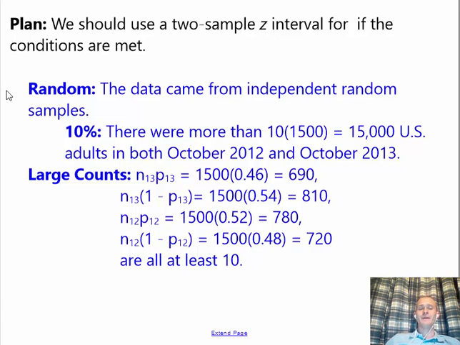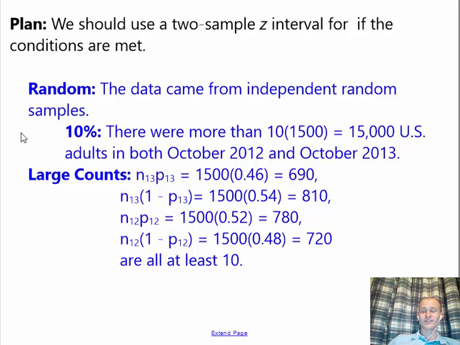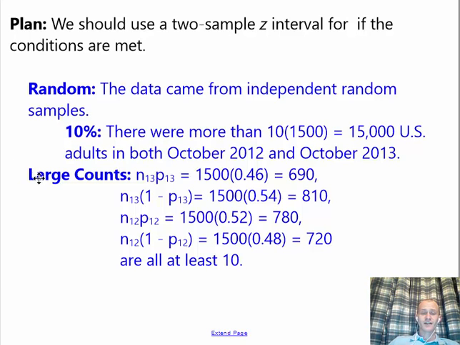The data came from independent random samples. So both samples were stated as being random. The 10% conditions are met because more than 1,500 times 10 gives us 15,000 adults in both October 2012 and 2013. And lastly, our large counts condition is met because all of those proportions, n times p, n times 1 minus p, for both samples are greater than 10.